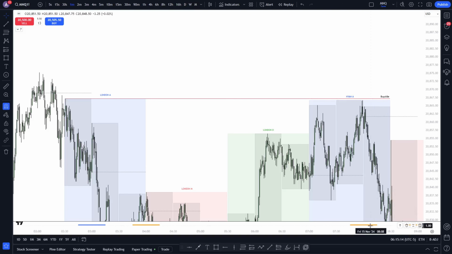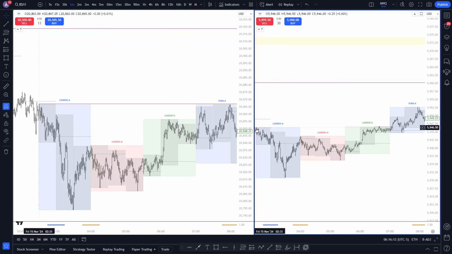Our macro window is XX45 to XX15. Inside of this macro window, we're looking for very specific things to happen to frame a high probability setup. As you can see, the high was formed inside of our macro window. Now this is not a coincidence. If I pull up the ES chart, as you can see, this high was taken out in ES. However, NQ failed to take out this high.